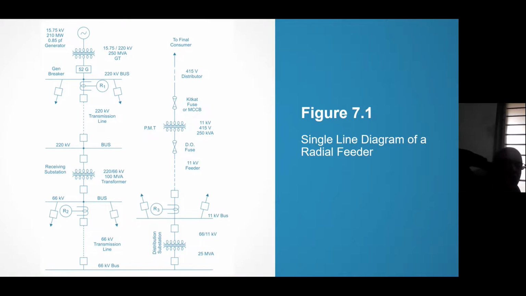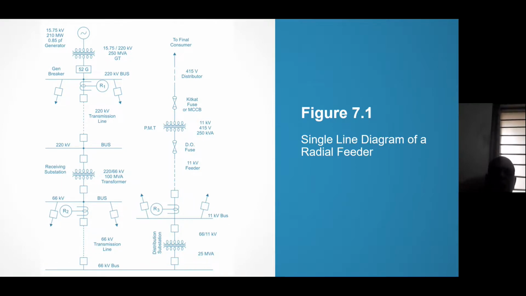So from 66 kV bus, once again some 10 lines are emanating, and one of the lines is going to 66 by 11 kV distribution transformer. That is a distribution substation, because therefrom the power is distributed. So up to 66 kV it is transmission voltage. 11 kV is not transmission voltage. 11 kV is the distribution voltage.